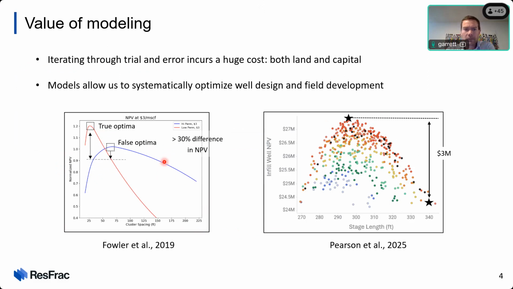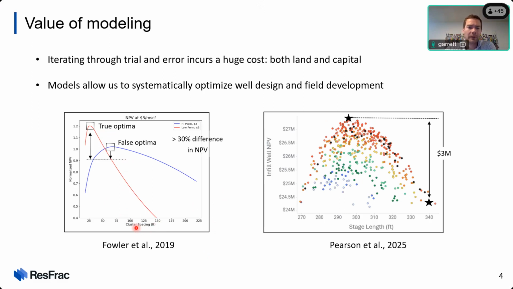So two quick examples of the applicability of models to really impact the bottom line of these assets. On the left, I'm showing a paper that I wrote several years ago with Hess when they were in the delineation phase of their Marcellus development, which is a gas shale in the Northeast United States. And the question was on how might you change cluster spacing as well as well spacing and a number of other parameters given certain in situ permeability assumptions.